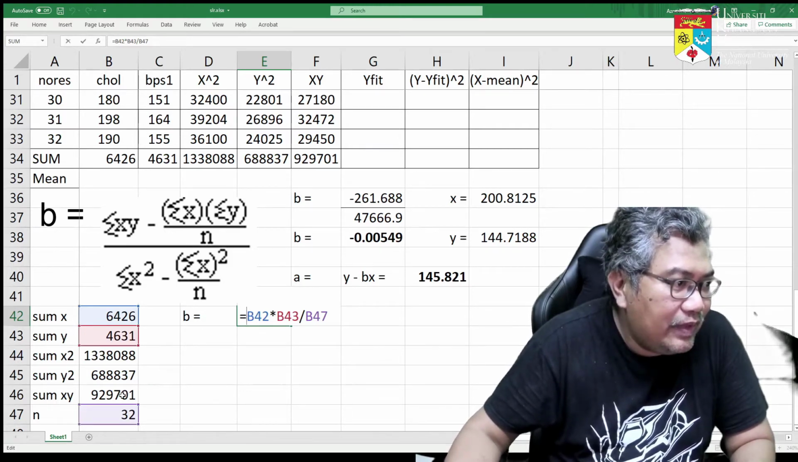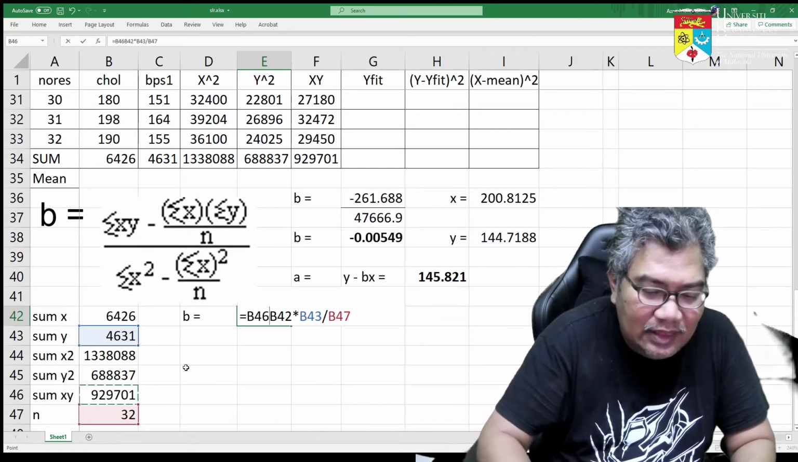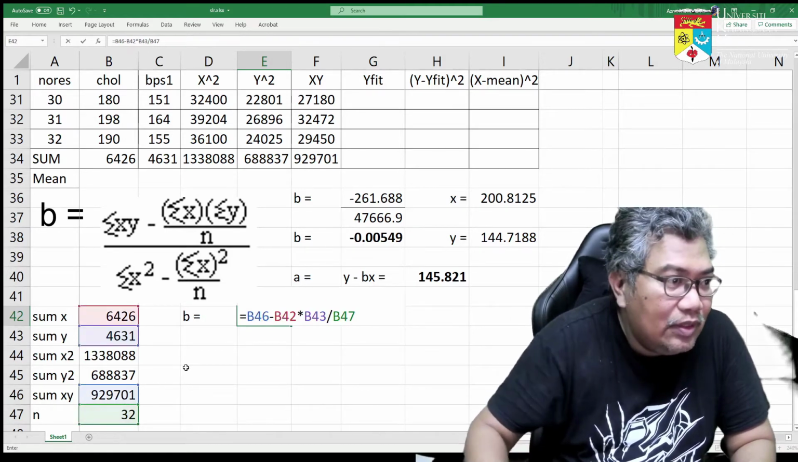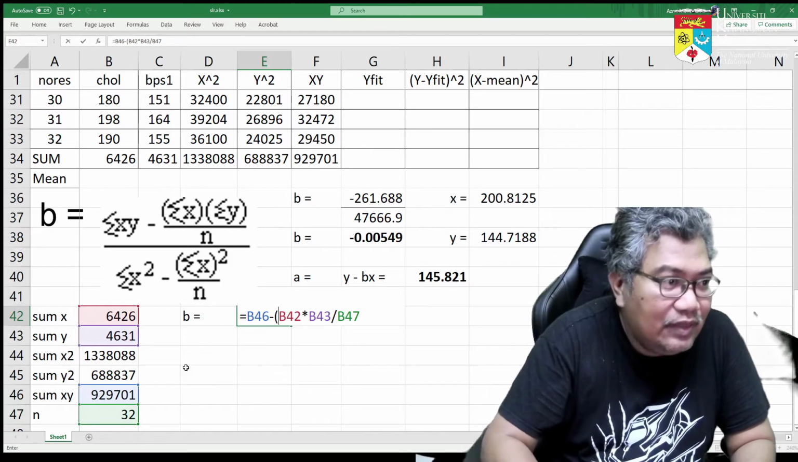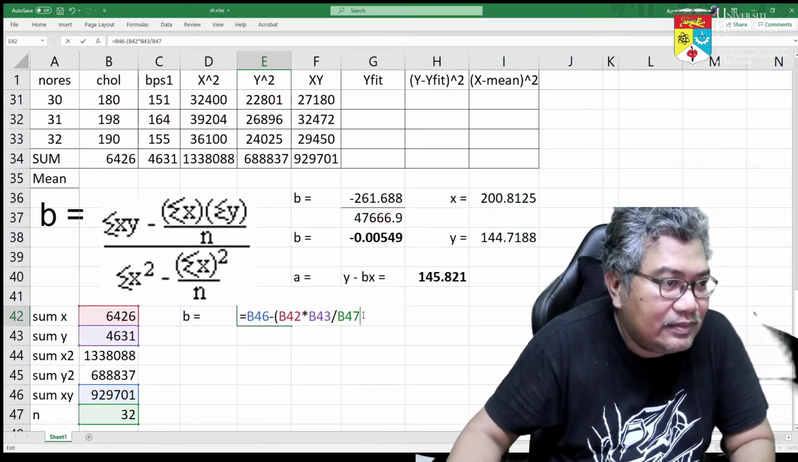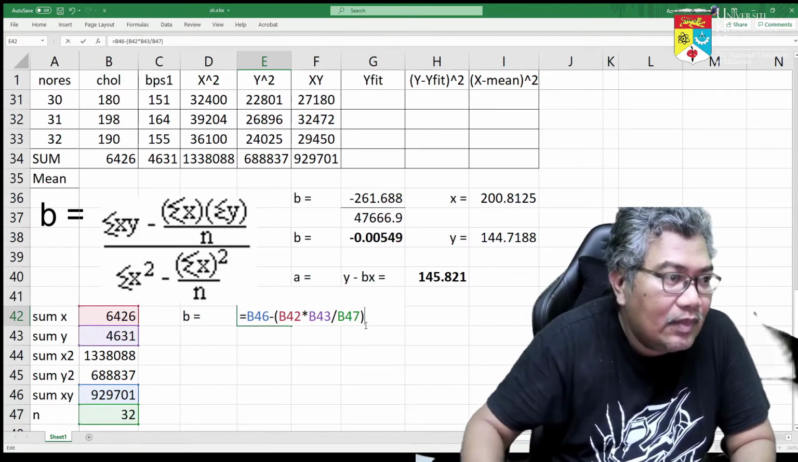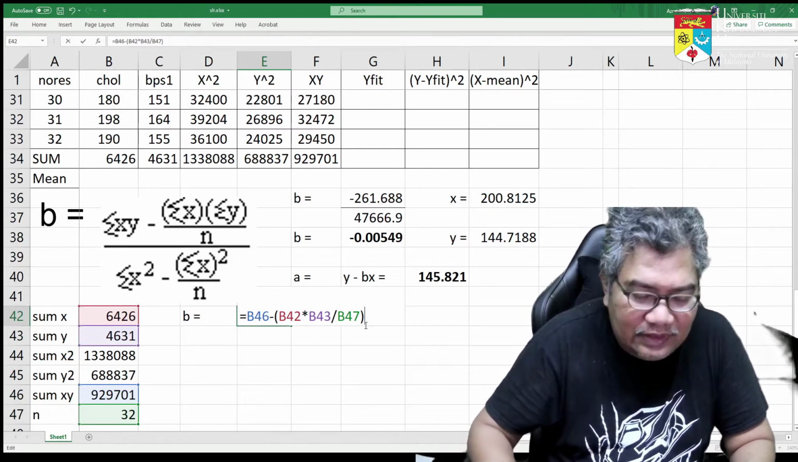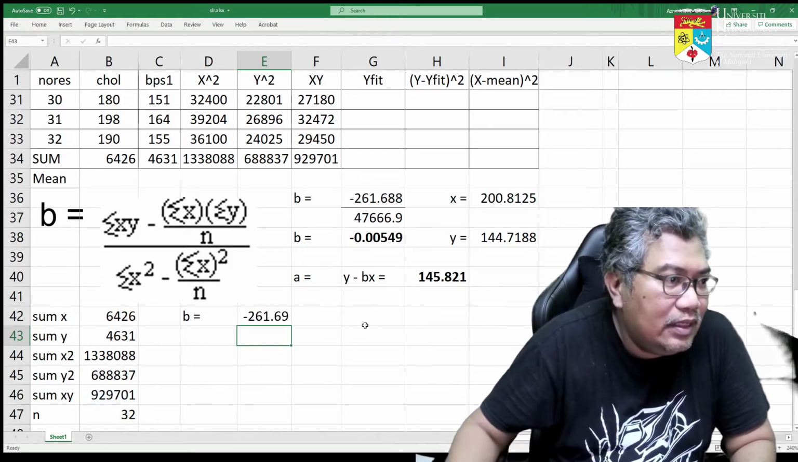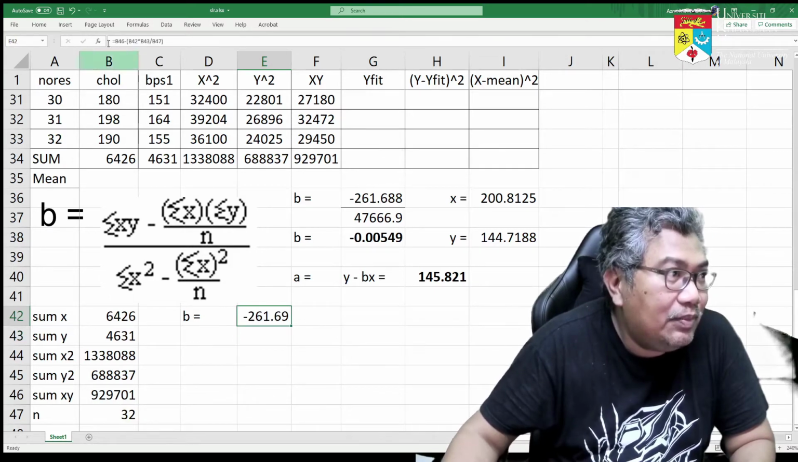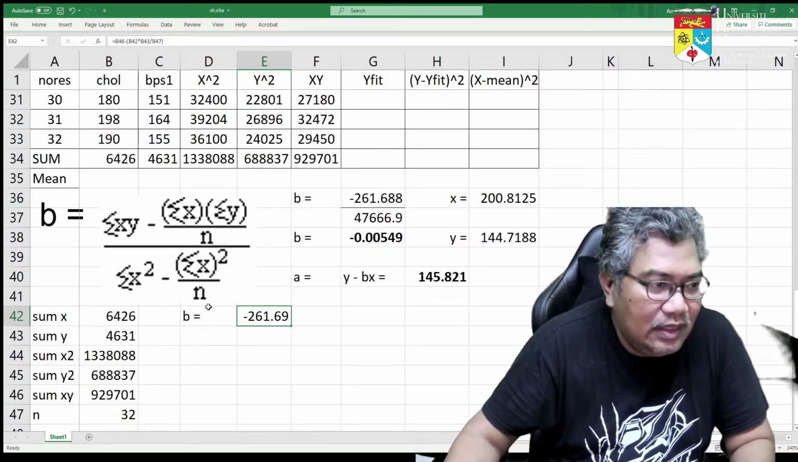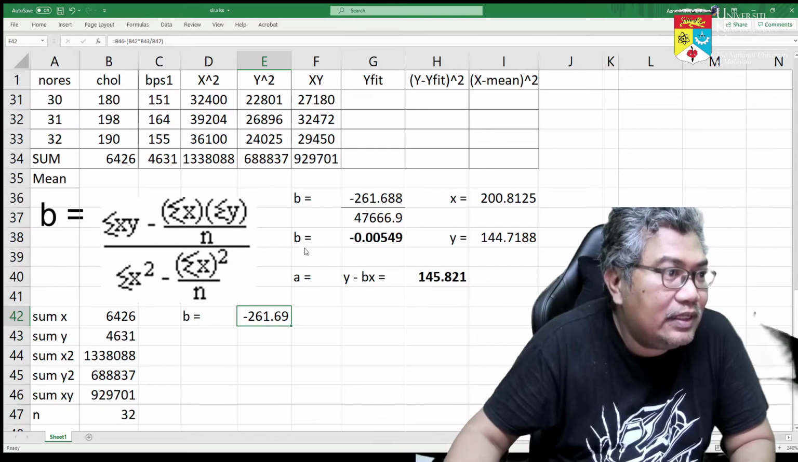Okay, the sum of xy minus these values. To ensure that everything is done correctly, we just put everything in the bracket, so that this thing goes first. We got the values already there. So now let's see the bottom one.